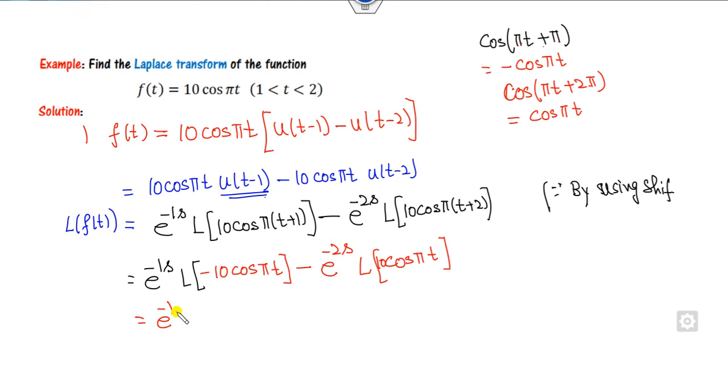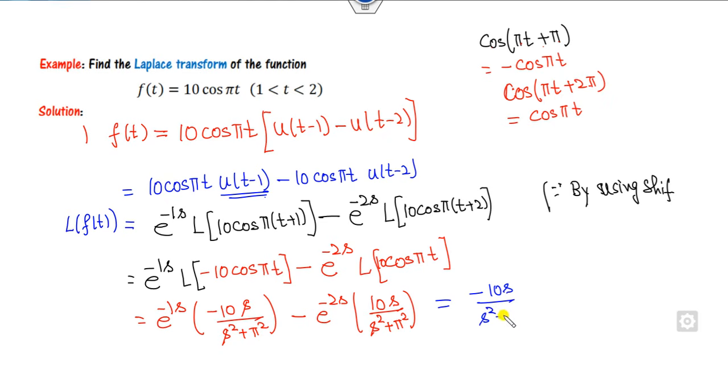Now you can write the answer of this. What is that? Laplace of this, minus 10 s over s square plus pi square, e raised to power minus 1s, plus 10 s over s square plus pi square, e raised to power minus 2s. Fine, or you can simplify it a little bit: it's minus 10s over s square plus pi square common, it will be e raised to power minus 1s plus e raised to power minus 2s is the right answer of this problem. Minus is common, so I have taken it out. So this is the way you can solve all these questions.